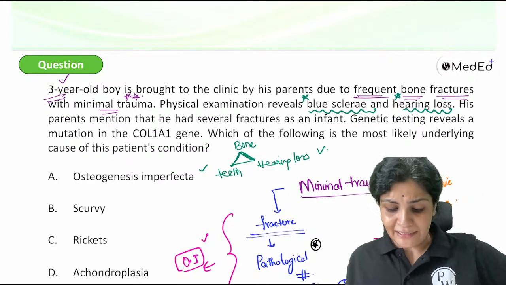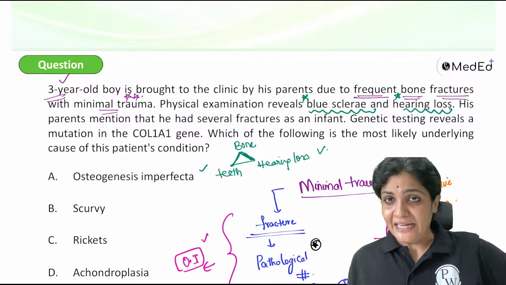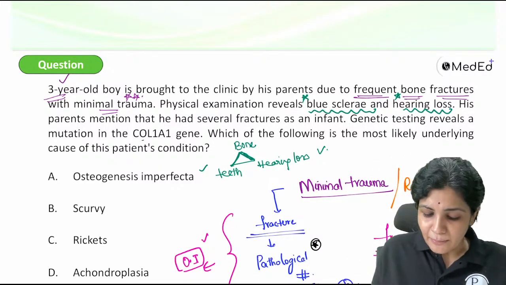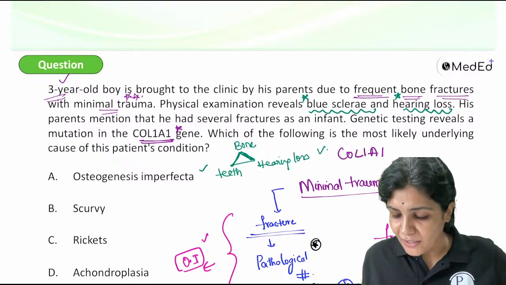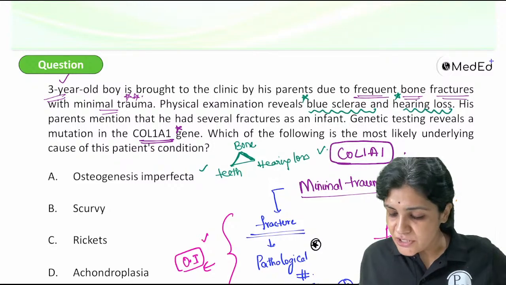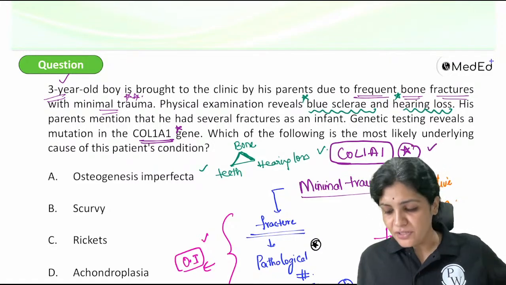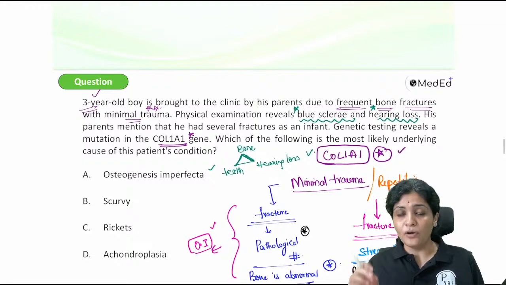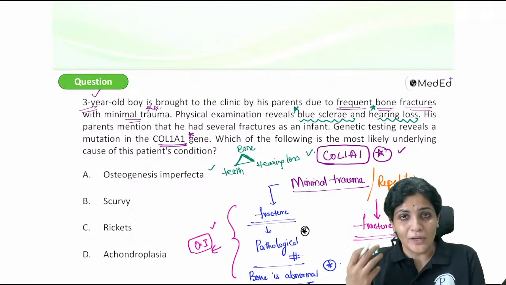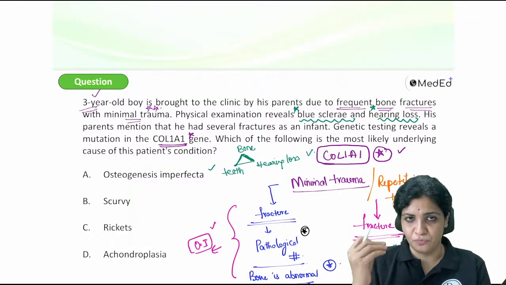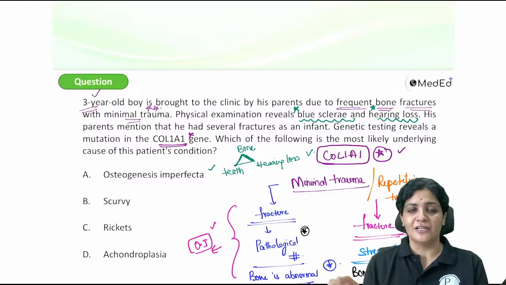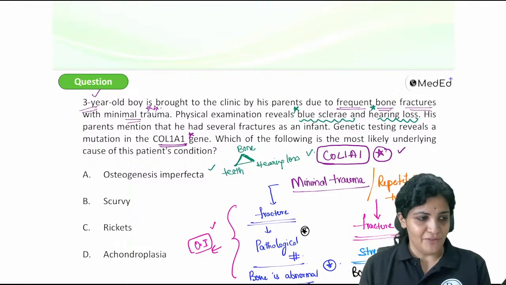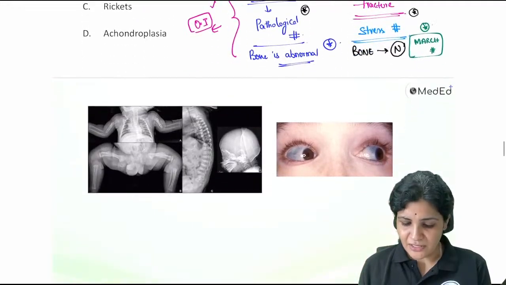His parents mentioned that he had several fractures, and genetic testing has also clearly mentioned that this gene, that is called COL1A1 gene. This is a collagen gene which has been mutated. So this mutation is in the bone. Because you know that collagen is a very important structure in the formation of bone. So whenever there is some abnormality in the collagen, the bone would become weak. So that is why whenever there is minimal trauma, it has resulted in a fracture, right? So this is osteogenesis imperfecta.